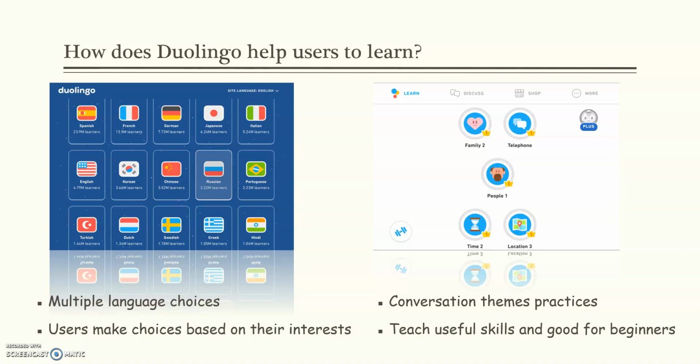Also, Duolingo has different conversation themes in practice. It can teach useful skills and is good for beginners. For example, in this section called Family 2, this can help students to practice conversation between family members. And Telephones can help students to speak on cell phones with others.